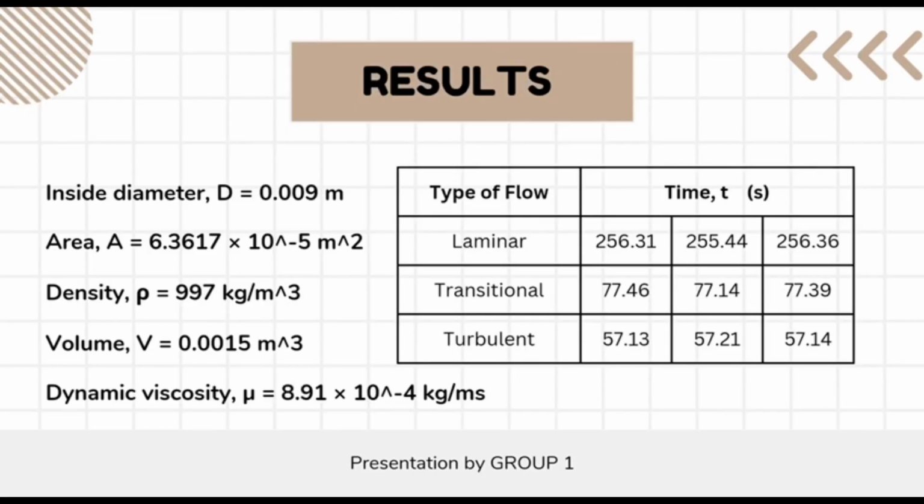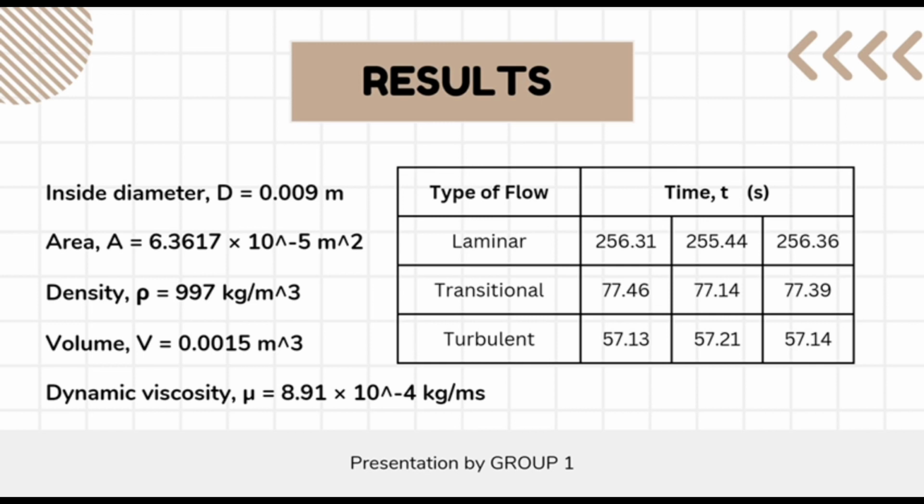Assalamualaikum warahmatullahi wabarakatuh. My name is Nurdini binti Mokhtar, TJ211008. I will present the results that we obtained from the experiment. The inside diameter of the tube that we use is 0.009 meter. The area is 6.3617 times 10 to the power of -5 meter square. The density of the liquid that we use is 997 kg per meter cubic, the constant volume is 0.0015 meter cubic, and the dynamic viscosity is 8.91 times 10 to the power of negative 4 kg per meter second.